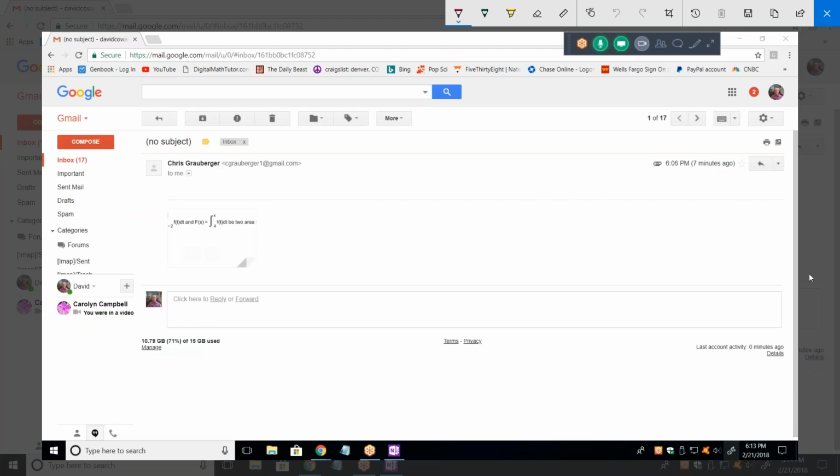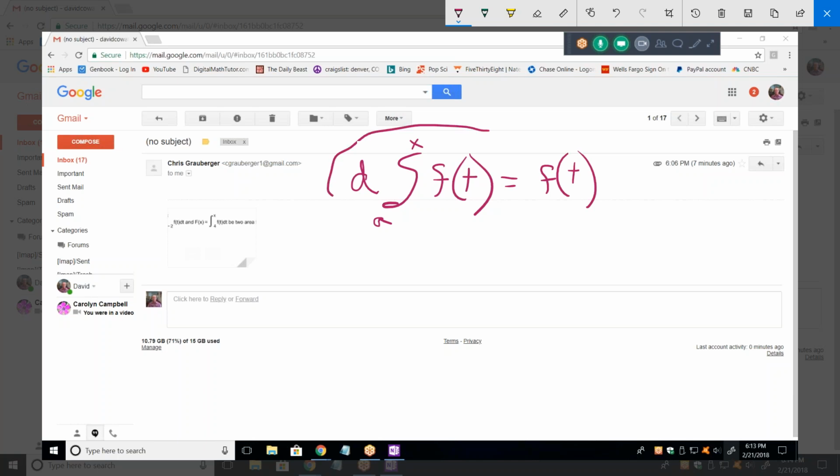And that is, if you take the derivative of the integral of a function that goes from some constant to a variable, that is always f of t. And this is what's unusual, that you rarely take the derivative of an integral. But it basically cancels out.